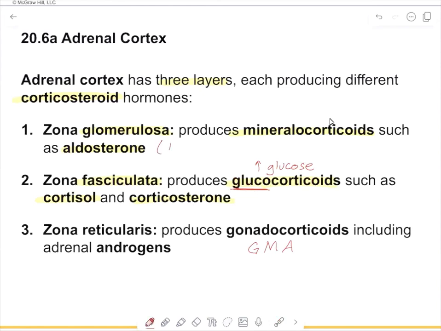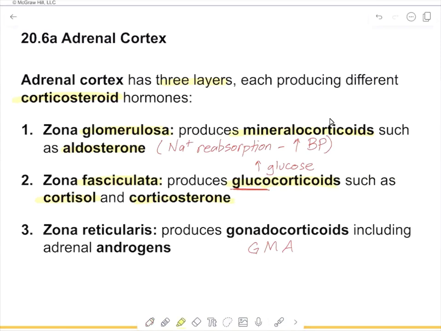Aldosterone is going to cause sodium reabsorption. That means that sodium is going to return into the blood. And as I'm sure most of you know, when we have more sodium, it increases our blood pressure. So one of the risks for high blood pressure is having lots of salt in your diet.